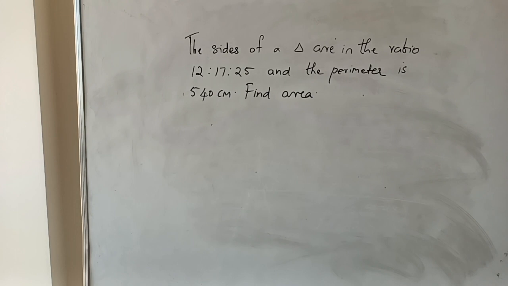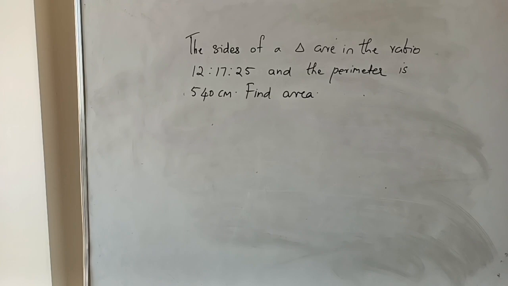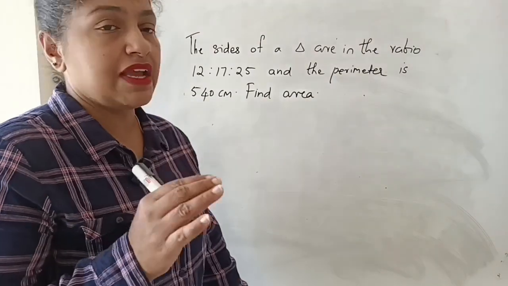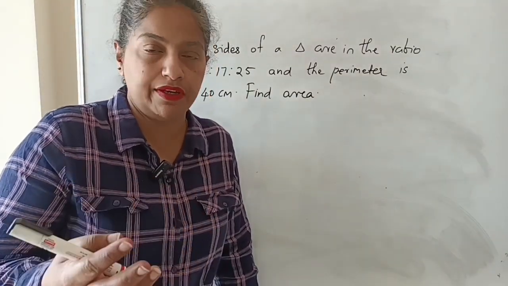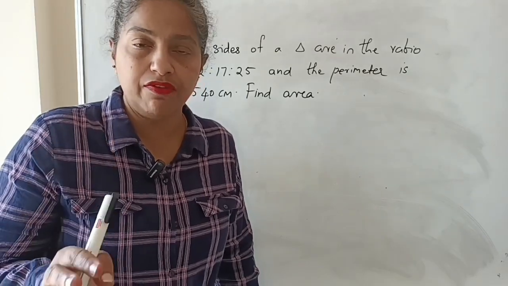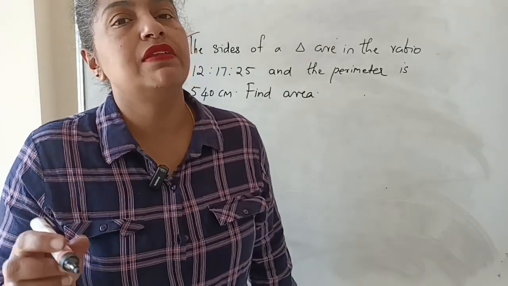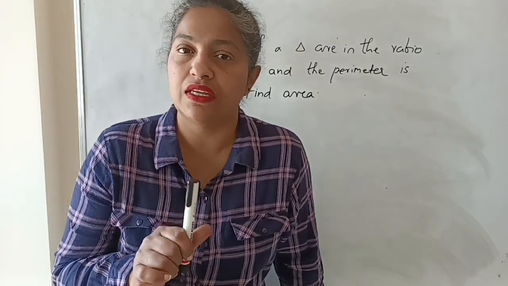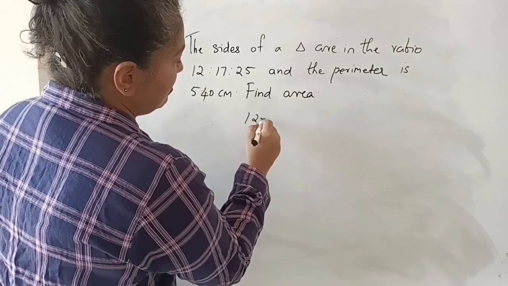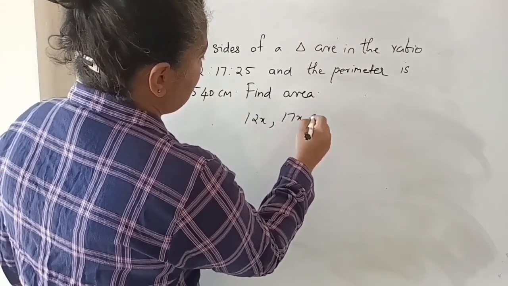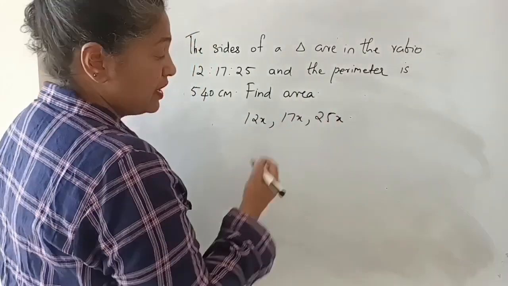The sides of a triangle are in the ratio 12 is to 17 is to 25 and the perimeter is 540 centimeters. Find the area. Okay. So now, in this case, the sides of the triangle are not directly given to you. They have been given in a particular ratio, but the perimeter is given to you, which means that you can find out the measures of the individual sides of the triangle. So since the ratio is given to you, let us take the measures of the sides as 12x, 17x and 25x. Okay.